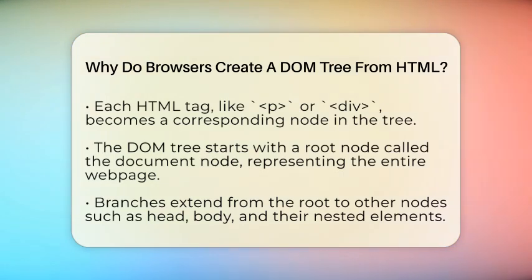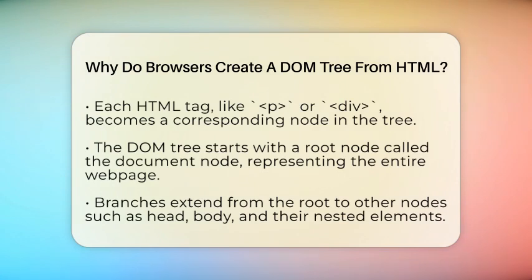The root of this tree is the document node, which represents the entire web page. From there, branches spread out to other nodes like the head, body, and all the elements inside them. This structure helps the browser understand what parts of the page are visible and how they relate to each other.